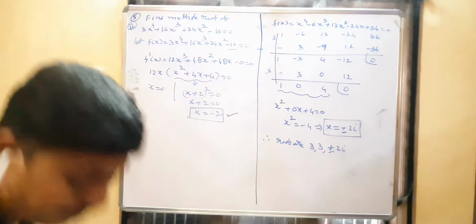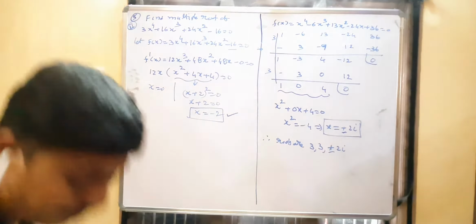Remainder 0, that is a multiple root. Remainder not equal to 0, that is not a multiple root. Now f of x: x power 4 quotient 3x power 4. Next x cube quotient 16x cube plus 24x square.